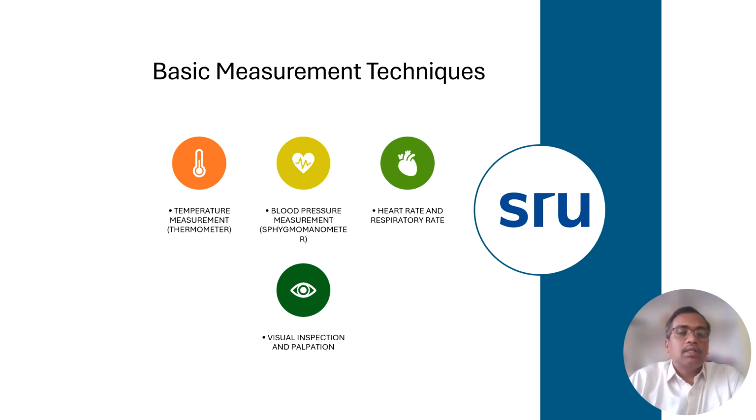Now, we will discuss basic measurement techniques. These are the most commonly used measurements in hospitals and clinics. First, we will discuss temperature measurement. A thermometer measures body temperature. Normal human body temperature is around 37 degrees Celsius. High temperature may indicate fever, infection, or inflammation.